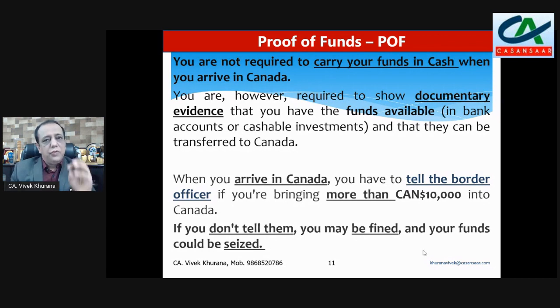And another thing, when you are moving to Canada, जब आप कनाडा में शिफ्ट हो रहे हैं, then you have to tell the border officer that you are bringing this amount as Canadian dollars. अगर आप 10,000 Canadian dollar से ज़्यादा लेके जा रहे हैं, then you have to report to the border officer. Otherwise, there is a fine and they can also seize your money. So this is regarding the queries I have received about what should be added as the proof of fund.